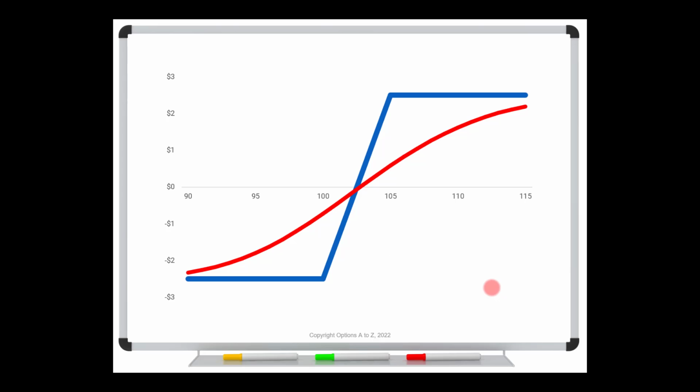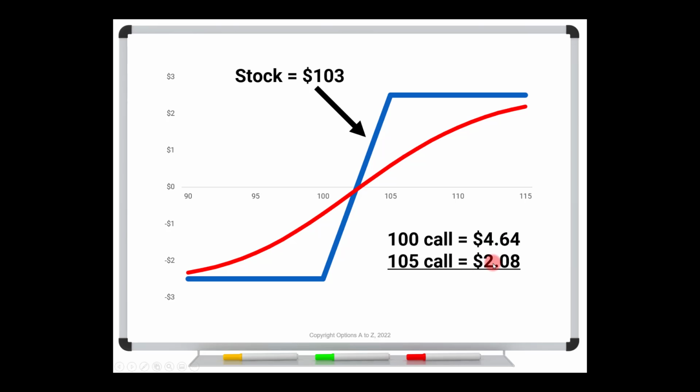But what if we found that the stock was, let's say, up here at 103? Well, we might look at our broker's platform and find that the $100 call is worth $464, the 105 is worth $208. So we still have everything constant. Let's say there's 30 days to expiration. All we've done is we've moved the stock up a bit. And we're going to find that this spread is now trading for $2.56, a little bit more than what it was when the stock was at 102.50.